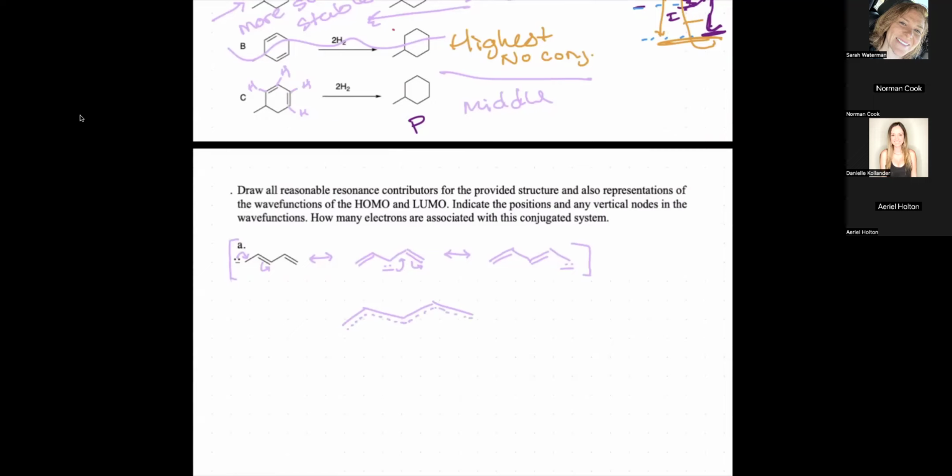Partial charges, right? Partial negative, partial negative, partial negative. Anywhere that we see non-bonding electrons, we've got to draw as our partial negative. You can also, although this question doesn't ask for it, add 1/3 if you want. It's implied, right? But you can add that if you wanted to. So that's your reasonable resonance contributor. Okay, and then it's asking for the HOMO and the LUMO.